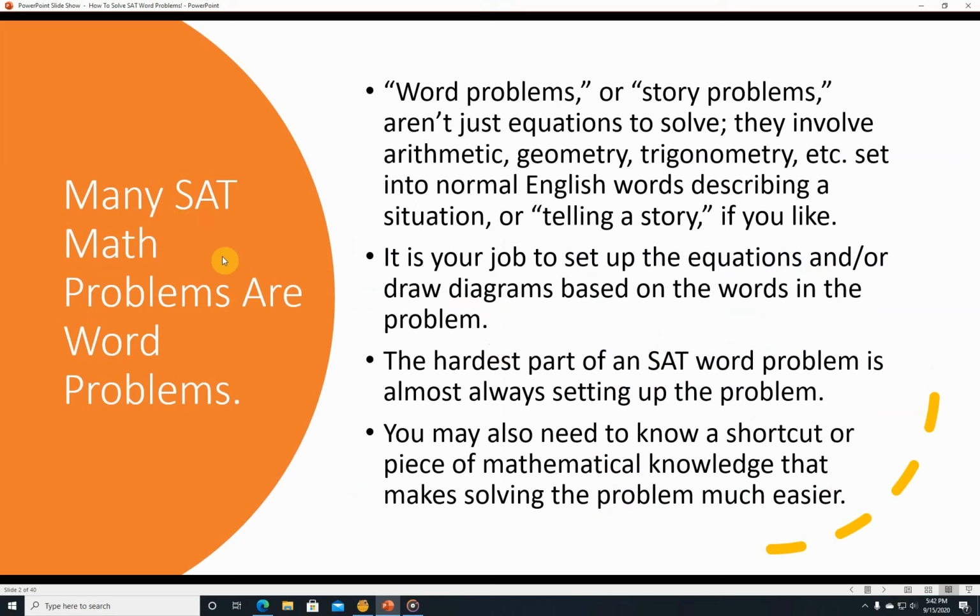Many SAT math problems are word problems. Word problems, or story problems, aren't just equations to solve. They involve arithmetic, geometry, trigonometry, etc., set into normal English words describing a situation or telling a story, if you like. It is your job to set up the equations and/or draw diagrams based on the words in the problem. The hardest part of an SAT word problem is almost always just setting up the problem. The math is usually pretty straightforward.